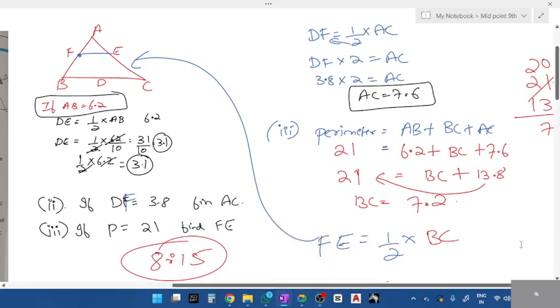Okay, all of you will find FE, students. Once you find FE, go through this question. Go through the solution once again, whatever we solved.